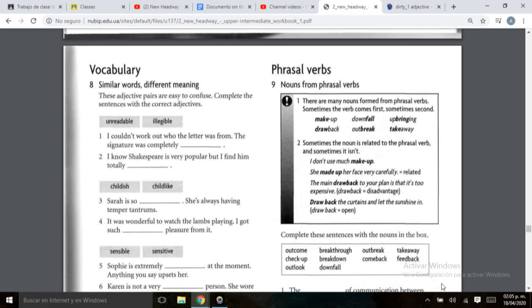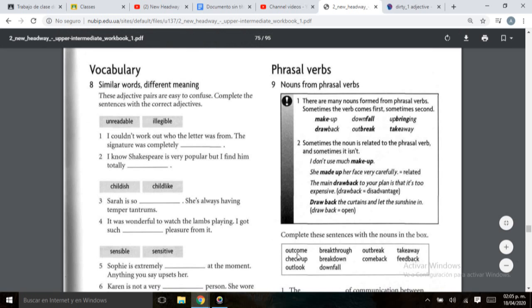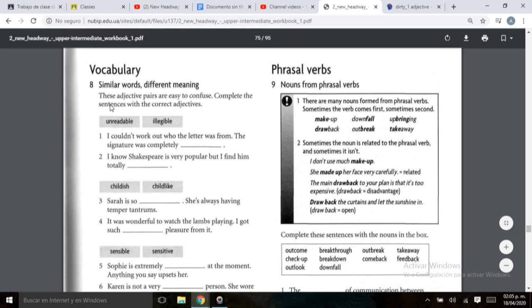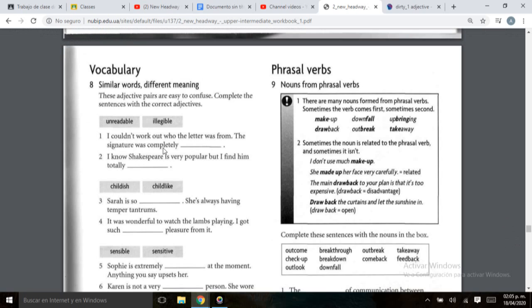Well, this is our second video, and we're going to check our workbook, please, page 75. It will be the section vocabulary, similar words, different meaning. And in this case, as you can see, we're going to have two words that are very similar, but the meaning is totally different. So, to check the meaning of these words, we're going to use this dictionary.